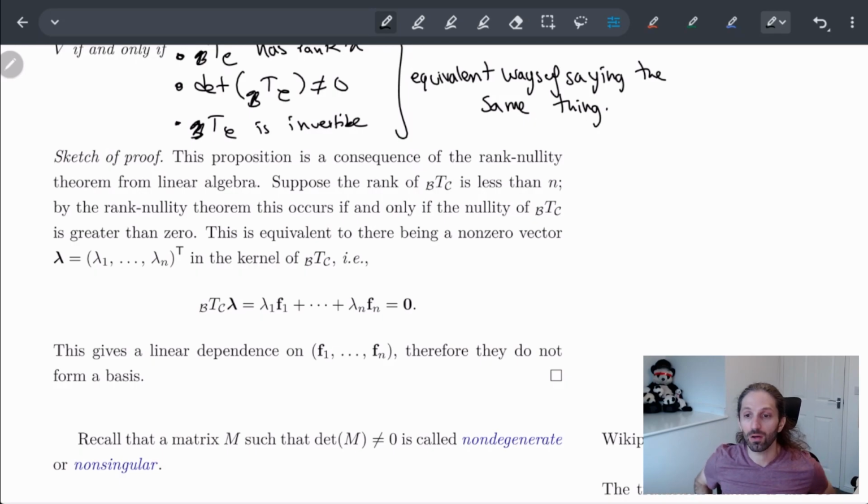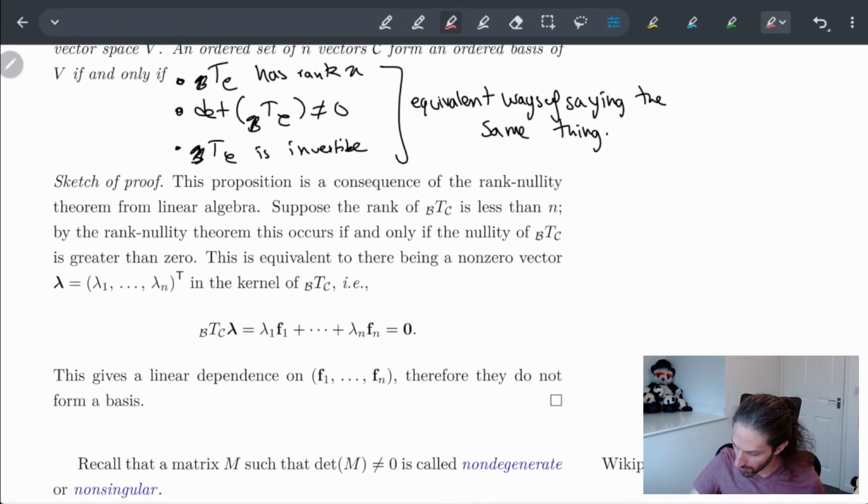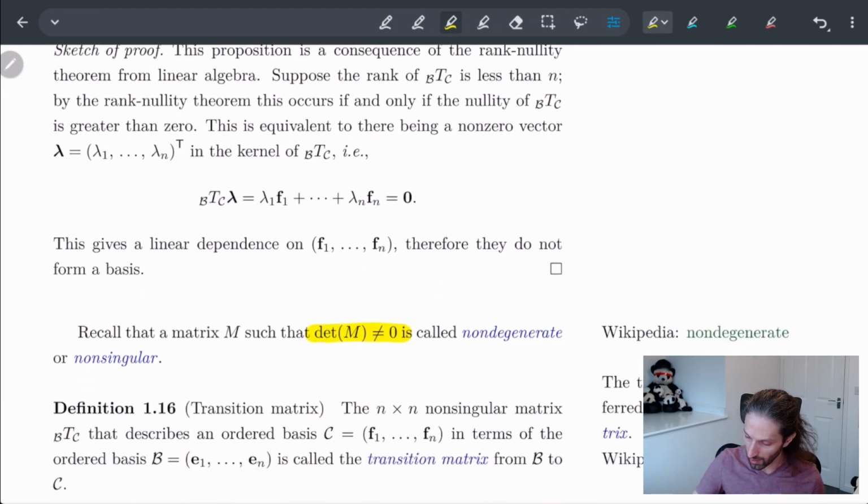One thing to recall, because we'll use this later, is this determinant condition. We'll restate it here: the determinant is non-zero, and we'll recall that we can either call this non-degenerate or non-singular. It's one way to see this.